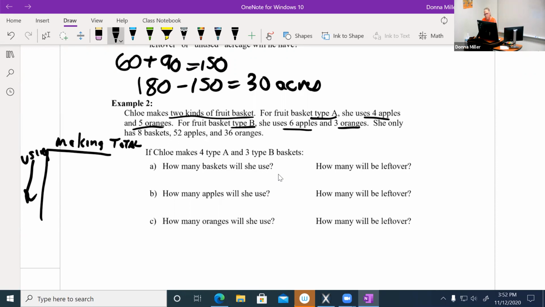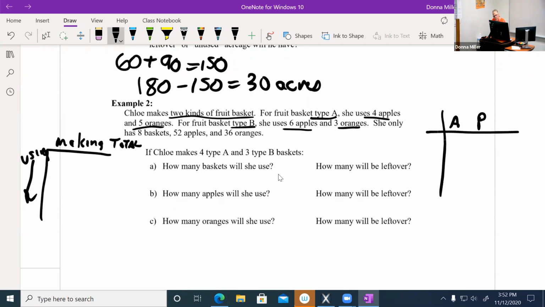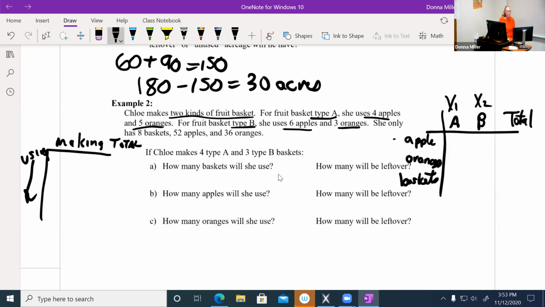All right, so what I'm going to do is make myself a little table. So she's making 2 types of baskets. We'll call them A and B, and we'll call this one X1 and this one X2. And we're going to have a total column. What is she using to make the baskets? Well, she's using apples and oranges, and she's also using baskets, right? Those are her resources. That goes down on the rows, okay? Apples, oranges, baskets.